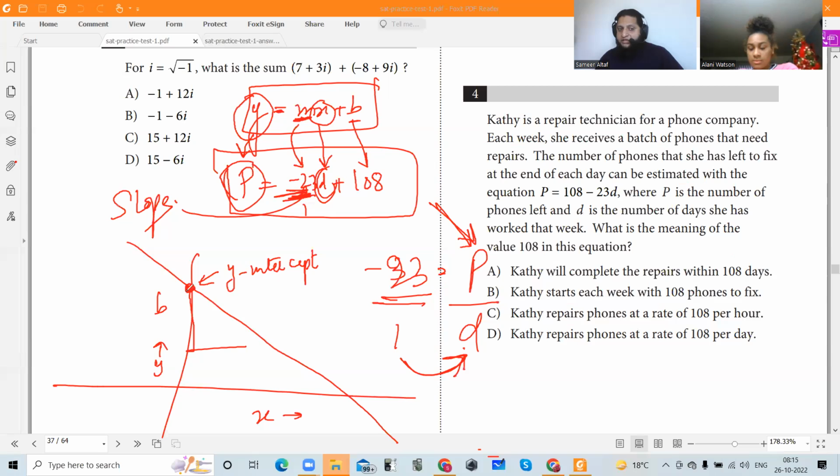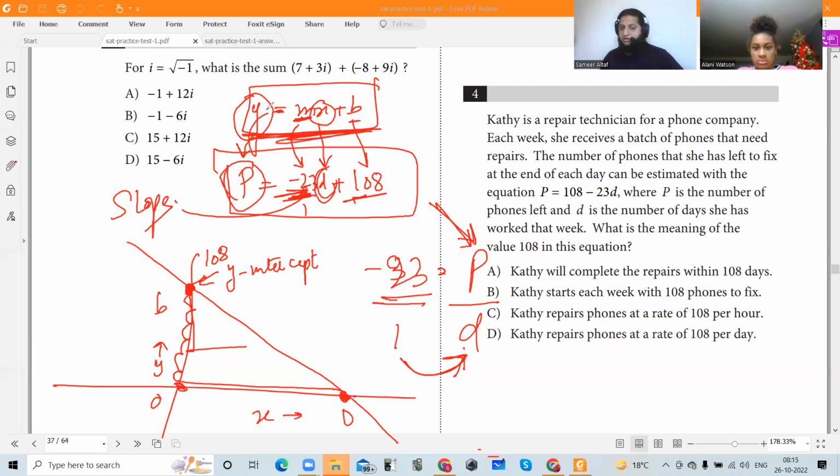And the y-intercept means the point where she's getting started. She's starting at 108 and then decreasing 23 every day till the end of the week. And then at the end of the week, she's left with 0 phones. Like, the y value will be 0 at the end of the week. You understand? Yes.